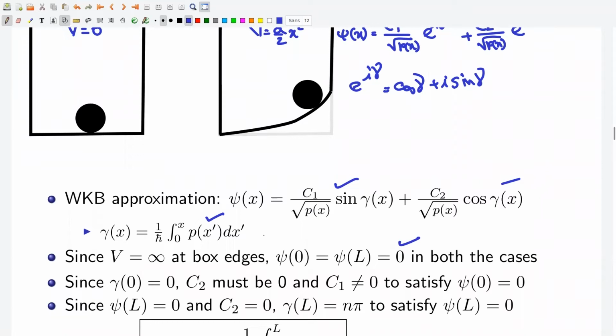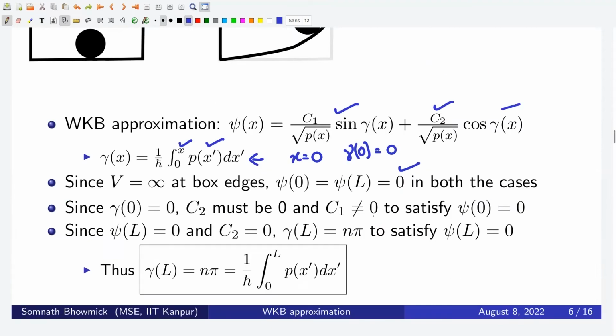Now, gamma of x is given in this form. That means if we put x equal to 0 in the upper limit of the integral, gamma of 0 is equal to 0. Thus, the constant in front of the cosine term, C2, must be equal to 0 to ensure psi of 0 is equal to 0. Wave function must be 0 at the other boundary also, that is psi of L is equal to 0.